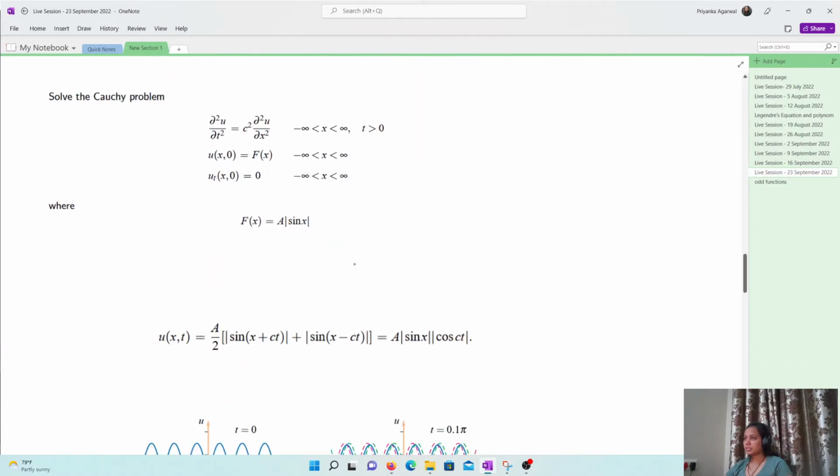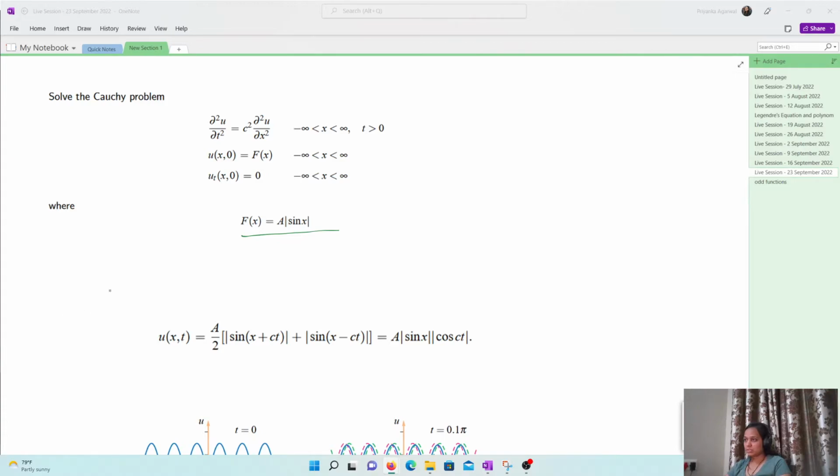Similarly, let's look at another problem where the only change from the above problem is that we are given f of x is a mod of sin x. It's no longer simple sin x, it is mod of sin x. So in that case, let's see.